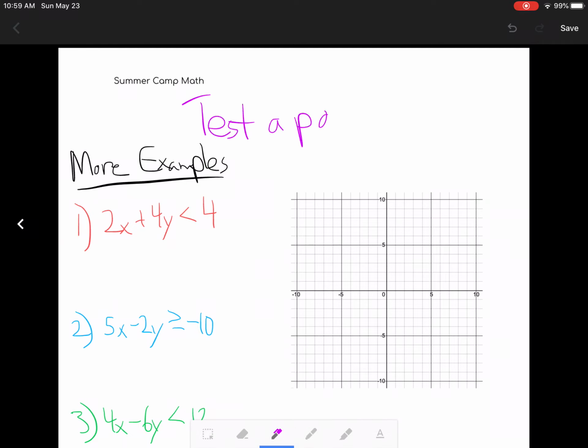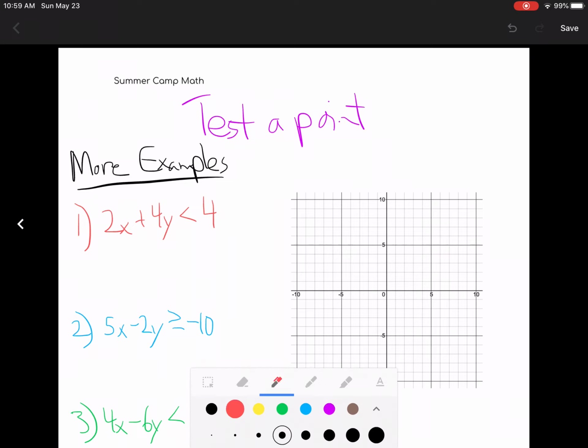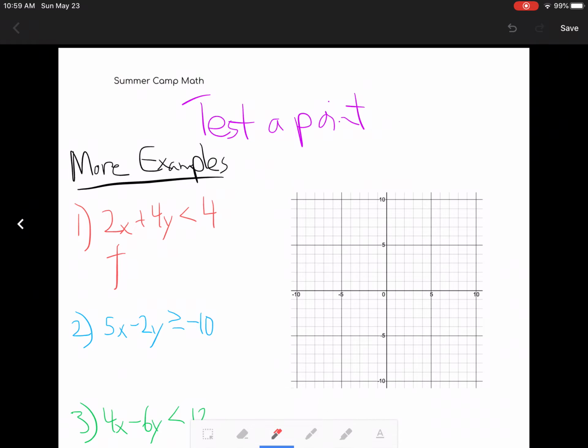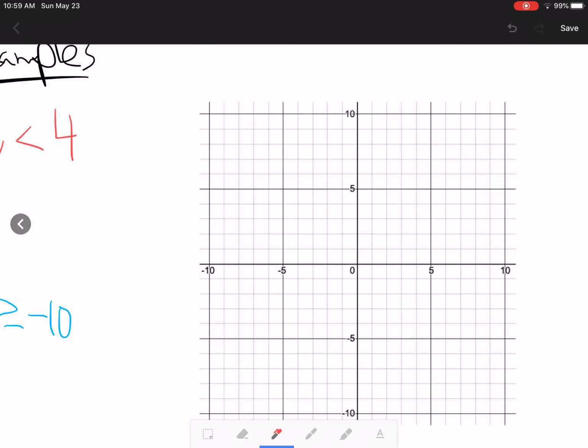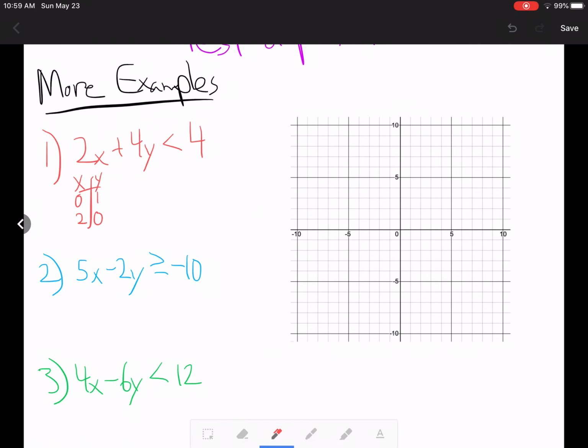So test a point. All right, so let's go to the red. First, I'm going to use my intercept method to help me find my points. So x, y, let's see here. If I let x be 0, y would have to be 1. If I let y be 0, x has to be 2. So let's see here, we had 0, 1, and 2, 0. Very good.